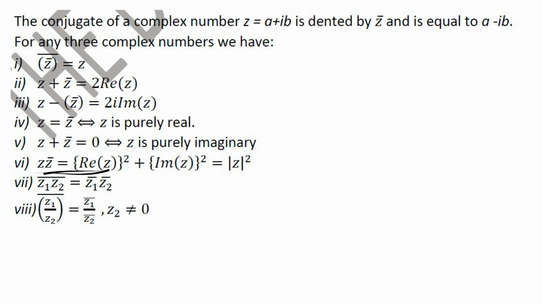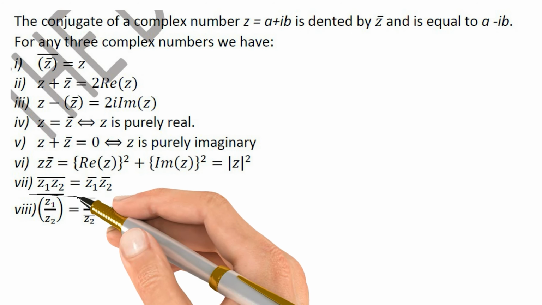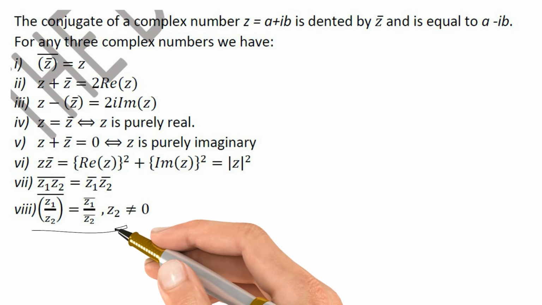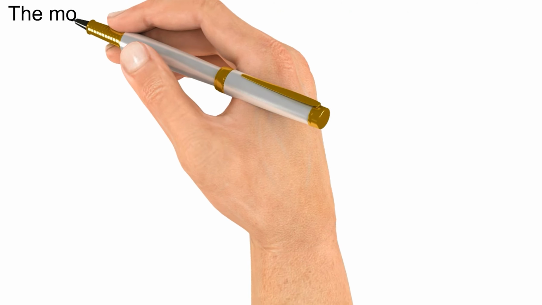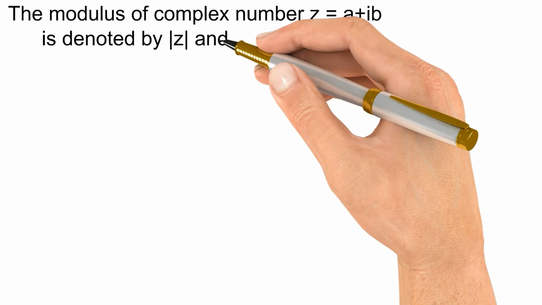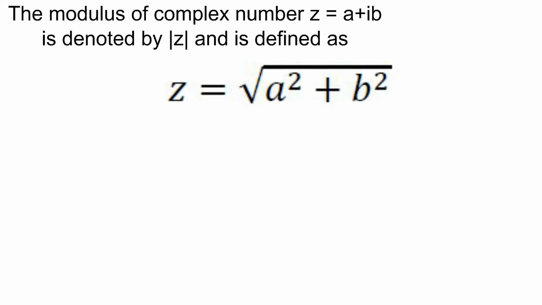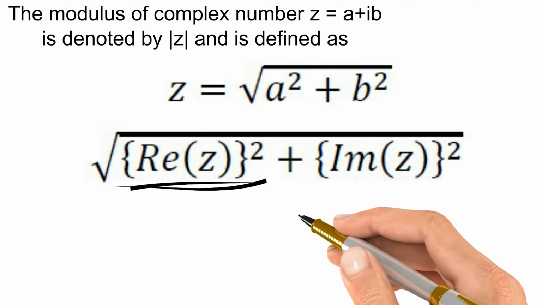Now z into z bar equals Re z square plus Im z square, which equals modulus of z square. Now conjugate of z1 z2 equals z1 bar into z2 bar. The conjugate of z1 by z2 will be z1 bar by z2 bar, where z2 is not equal to 0. Now the modulus of complex number z equals a plus ib is denoted by modulus of z and is defined as root under a square plus b square, which equals root under Re z square plus Im z square.